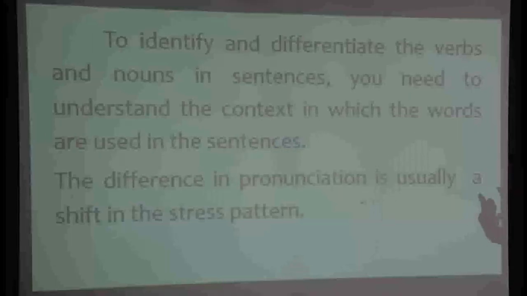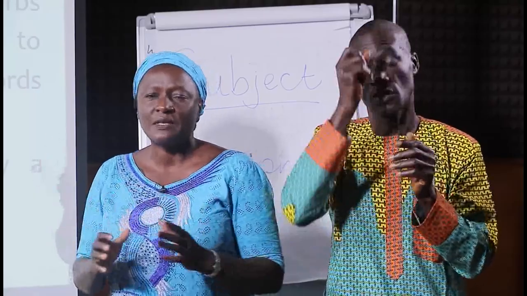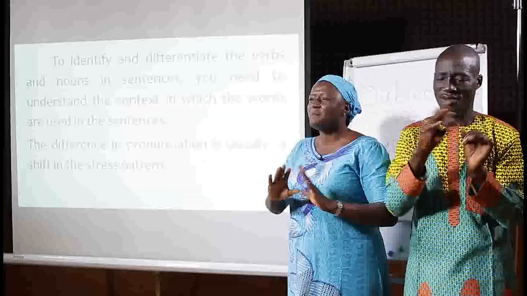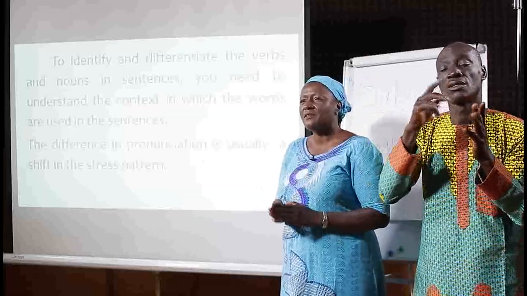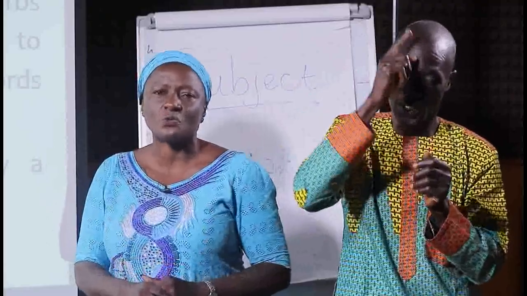So to identify and differentiate the verbs and nouns in sentences, you need to understand the context in which the words are used in the sentences. You need to understand the context. For instance, if I make a sentence, the boy refused to dispose the refuse. The words I'm using there have the same spelling, but the meaning and pronunciations are different. So you need to understand the context where these words are used in order to get a better meaning.